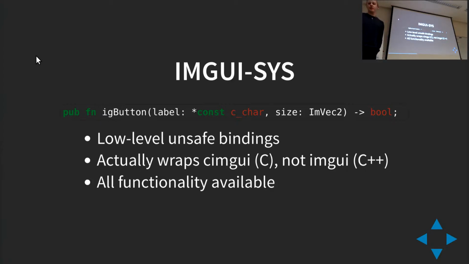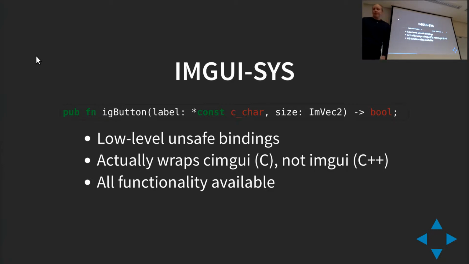So yeah, here's just an example of a button function in imgui-sys. So igButton, you give a label as a C-compatible string, not very nice in Rust, but it's there. And then you give a size as an ImVec2, which is basically just a pair of floats. And then you get the boolean back, which tells you if this button was clicked.